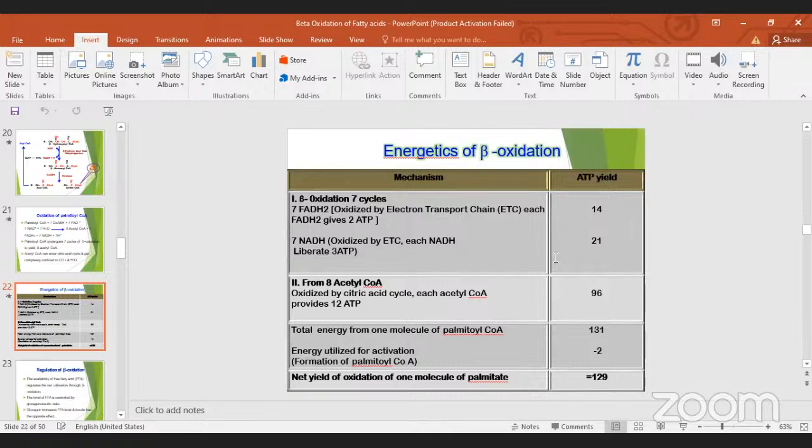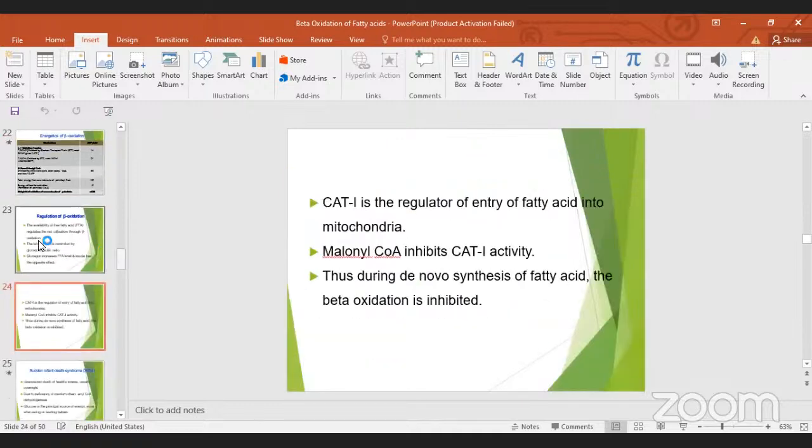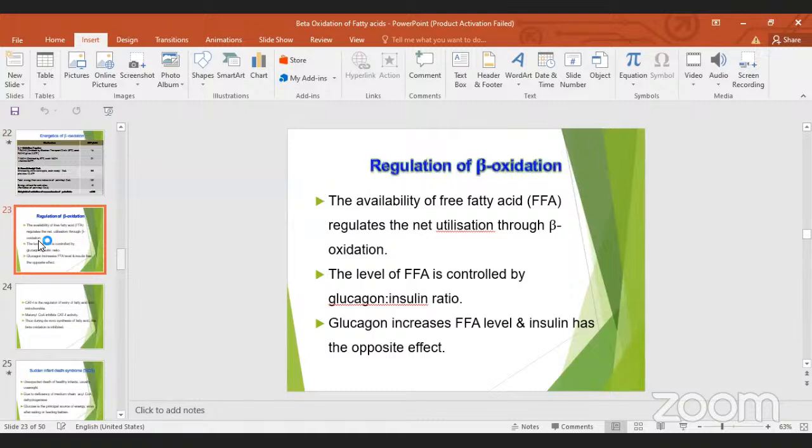The total is 96 ATPs. And the total energy from one molecule of palmitoyl CoA is 131. Energy utilized for activation is minus 2, so 131 minus 2 is equal to the net yield of oxidation of one molecule of palmitate, which is equal to 129.